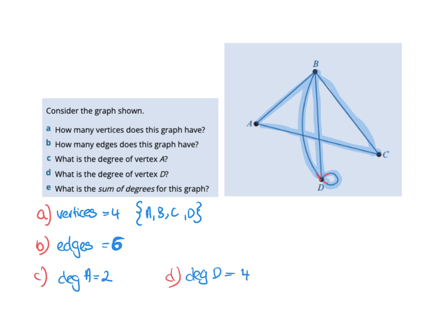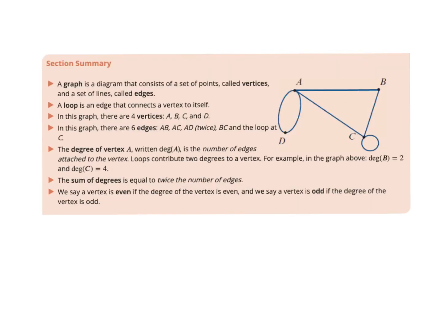And then it says, what is E? What is the sum of the degrees? So the sum of the degrees, you could either just say 2 times the edges, which would be 12, or you could double check it for yourself. So we said this was 4, this is 2, this is 4, and this is 2. Does that add up to 12? Yes, it does.